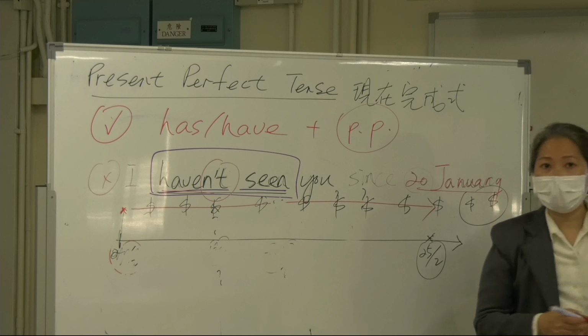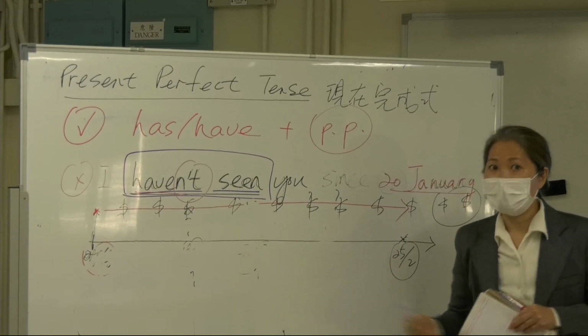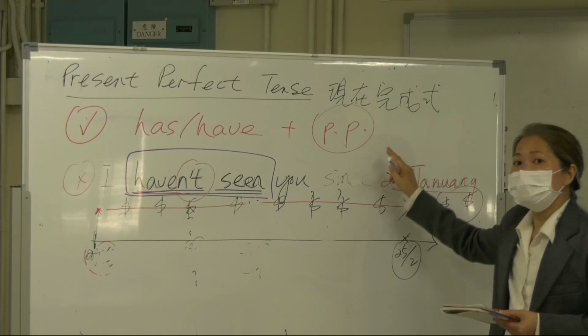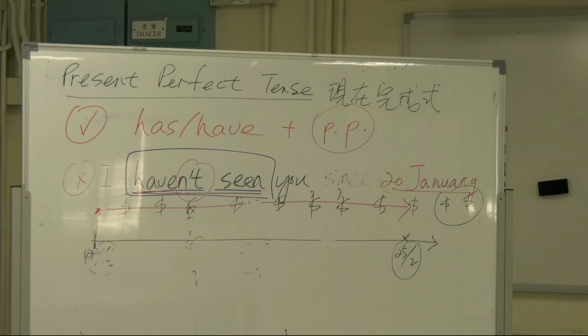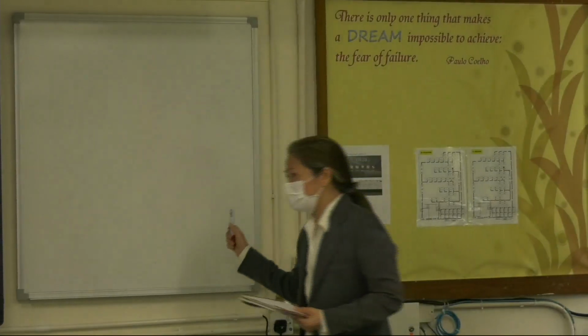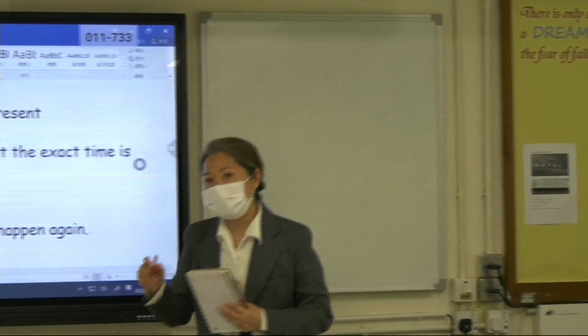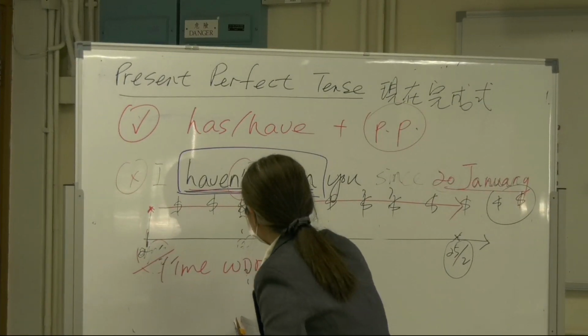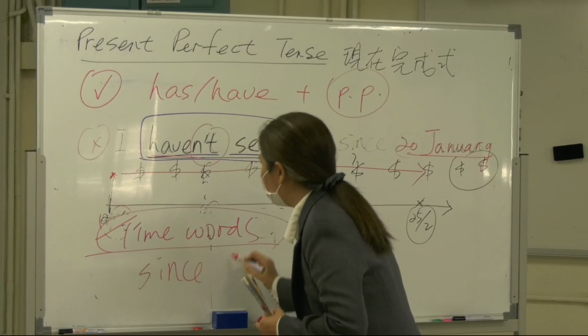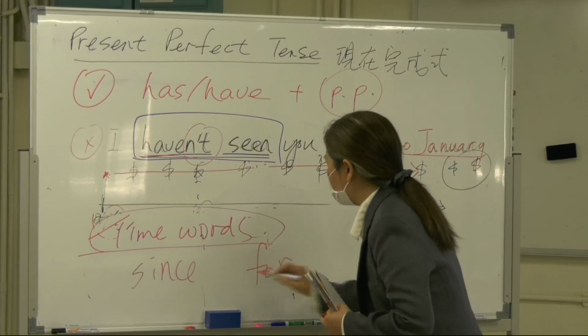Now you should know well about using the simple past tense. Let's write some sentences in simple past tense. But before that, I'd like you to look at the time words. How do we know when to use the present perfect tense? Usually, you'll see some time words. For example, we will see some time words. Okay, usually the most common ones are since and for.